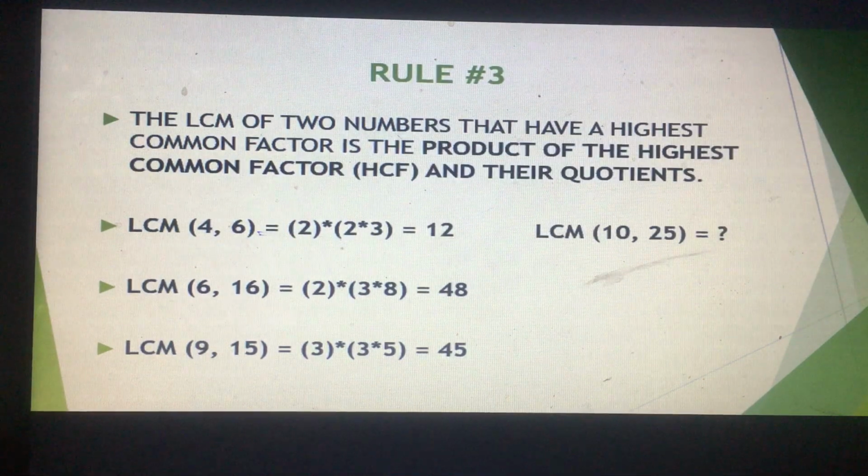So what is that highest common factor? It is 2. 2 can divide 4. It is the largest number that can divide 4, and it can also divide 6 without leaving a remainder. So 4 and 6 have their highest common factor to be 2.